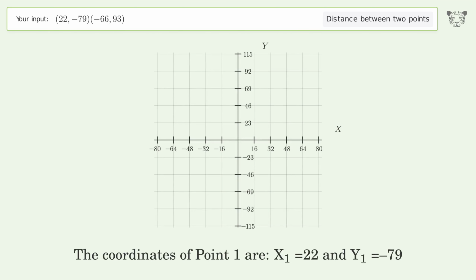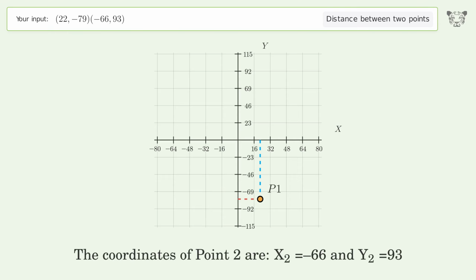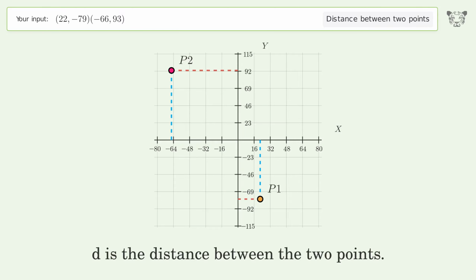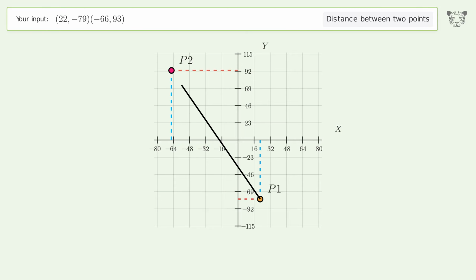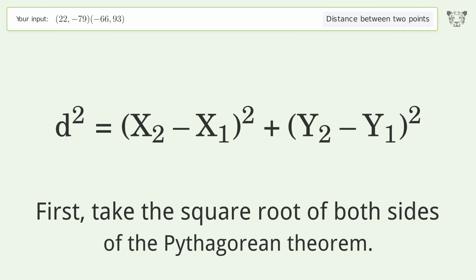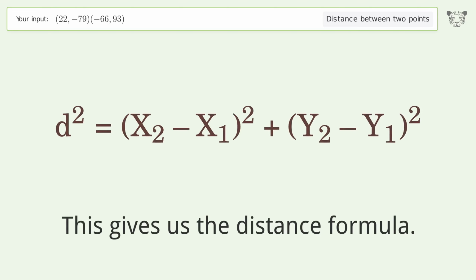The coordinates of point 1 are x1 equals 22 and y1 equals -79. The coordinates of point 2 are x2 equals -66 and y2 equals 93. D is the distance between the 2 points. First, take the square root of both sides of the Pythagorean theorem. This gives us the distance formula.